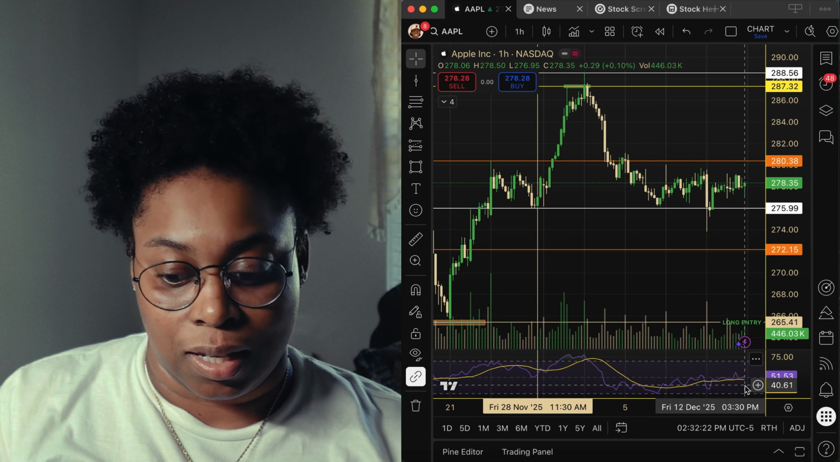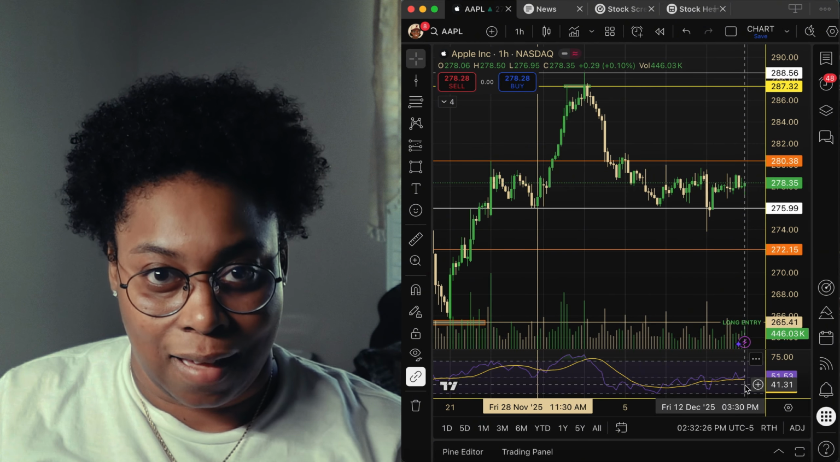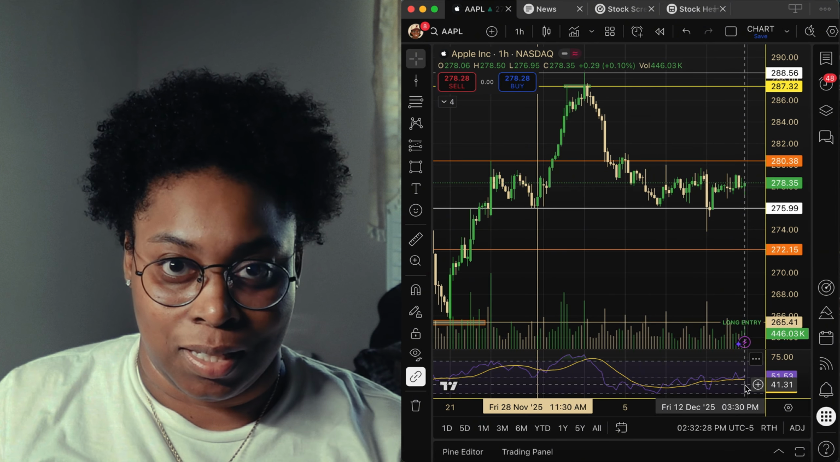Considering if we do get there, that RSI starts pushing a little bit lower to those 40s, those high 30s, then it could be a go.